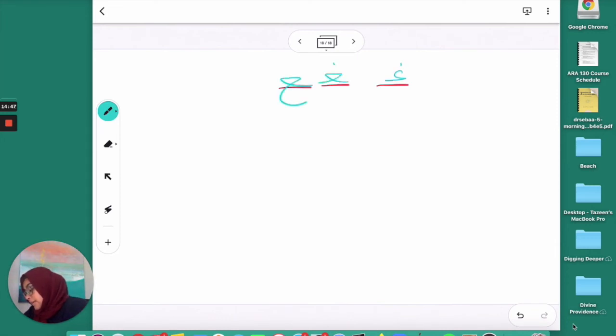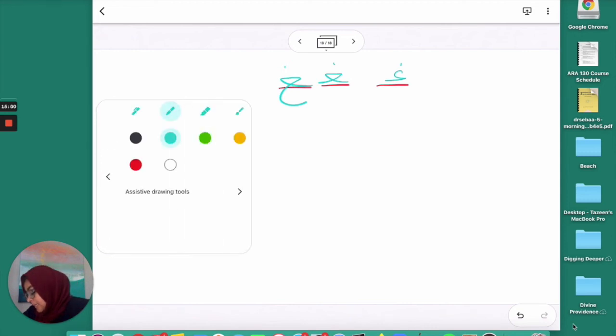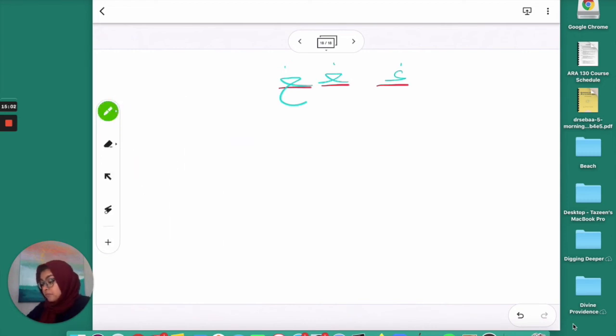It looks exactly the same as the ayn, the only difference is the dot. So let's do some words. Gharib, غريب. Try to write the shape and then go back and put the dots. غين را يا با. غريب. And غريب means strange or weird.